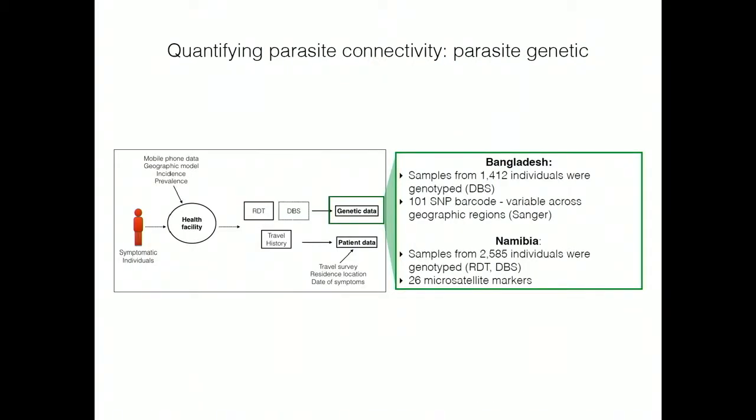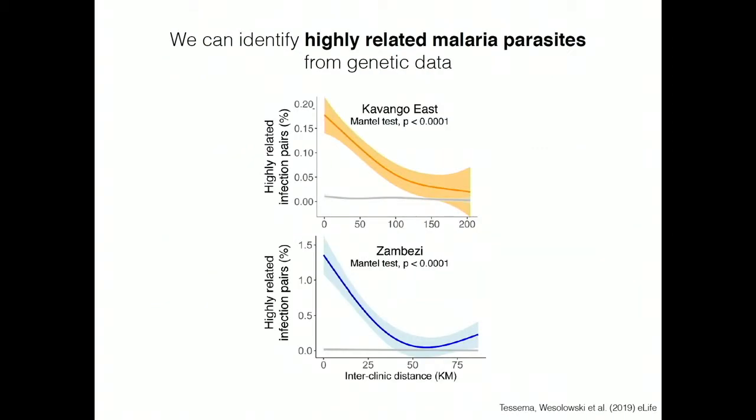So in both of the studies, we have genetic data too, and they were sequenced slightly differently. We used the 101 SNP barcode with Sanger in Bangladesh, and in Namibia, we used 26 microsatellite markers. And so we can identify highly related parasites from the genetic data. These are the plots that show the distance versus the proportion of highly related infection pairs from genetics in Namibia, in the Kavango East region and the Zambezi region. And from the genetic data, it would suggest that most of the transmission is occurring locally. But there do seem to be some highly related parasites quite far out in terms of distance.